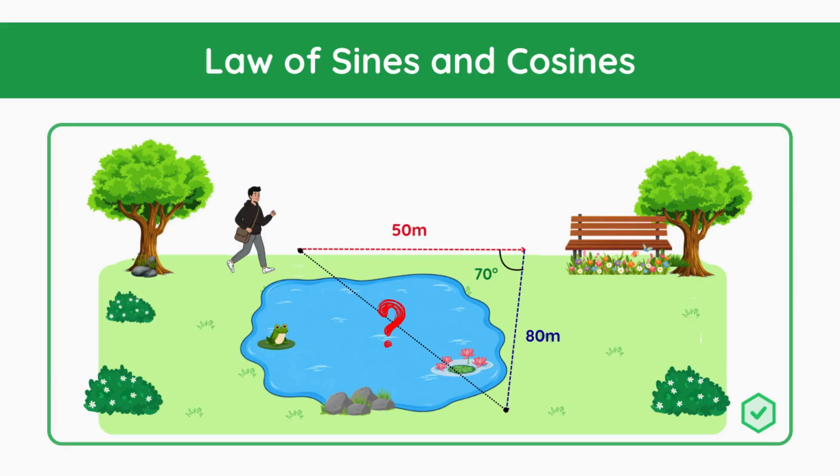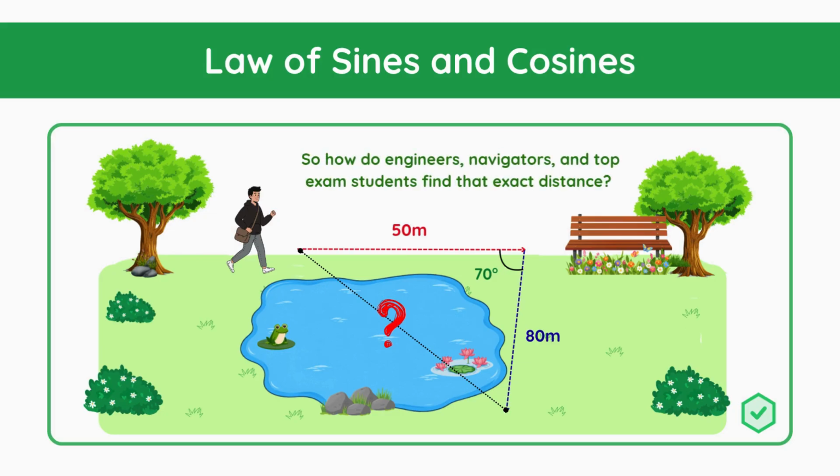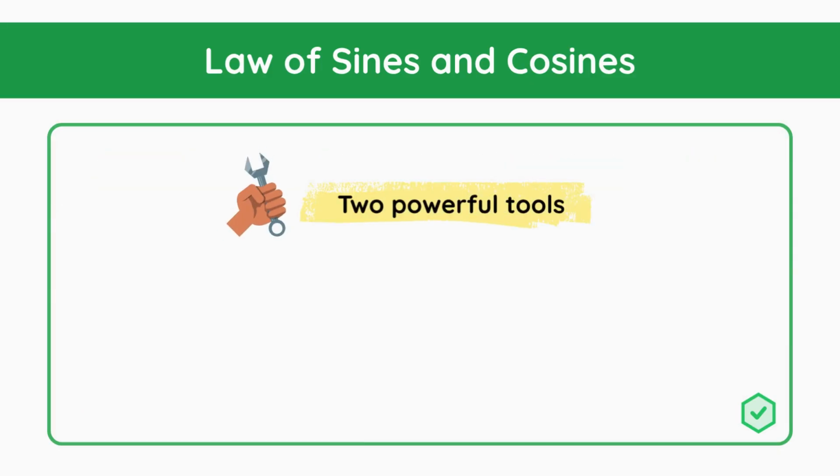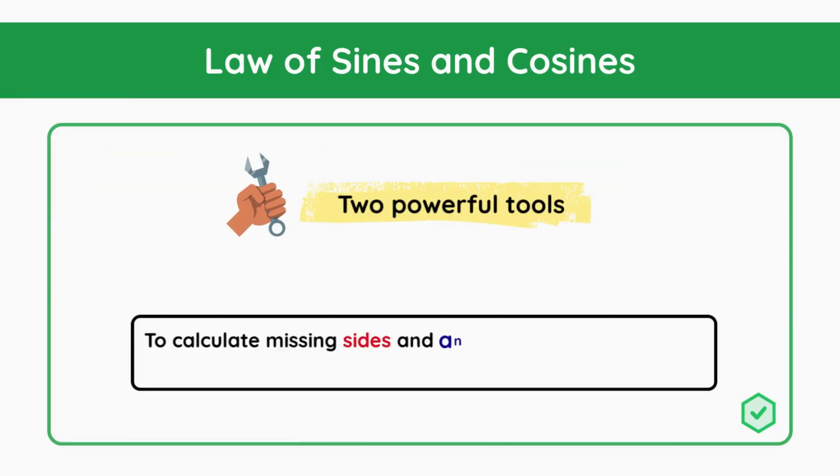If this was a perfect square corner, a 90-degree right angle, you could just use Pythagoras' theorem. But because the corner is 70 degrees, we cannot use Pythagoras. So how do engineers, navigators, and top exam students find that exact distance? That's where the law of sines and the law of cosines come in. They are two powerful tools in trigonometry that allow you to calculate missing sides and angles for any triangle, no matter its shape. And in this video, we are going to master both of them step by step.